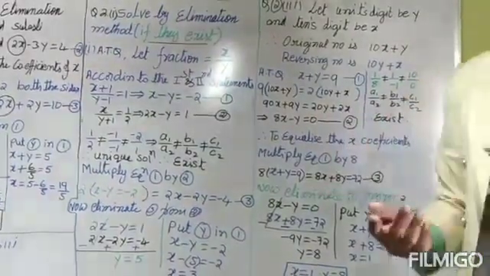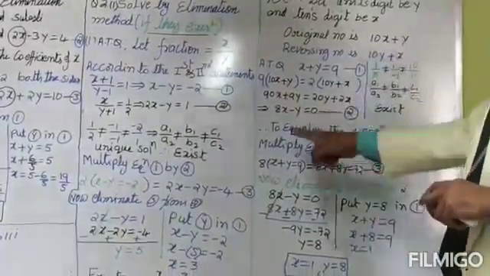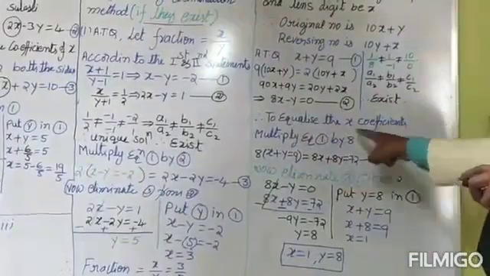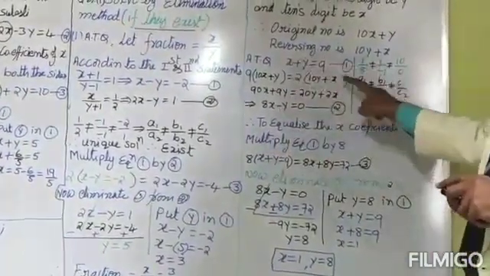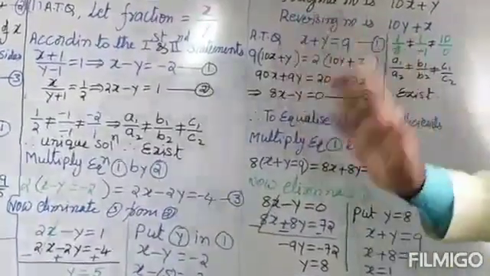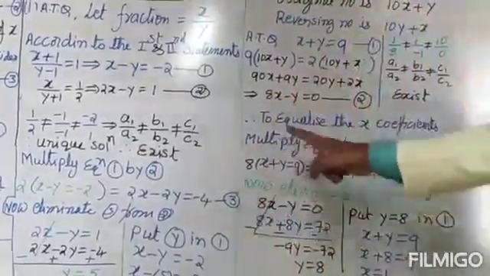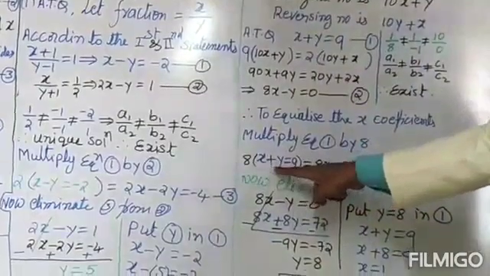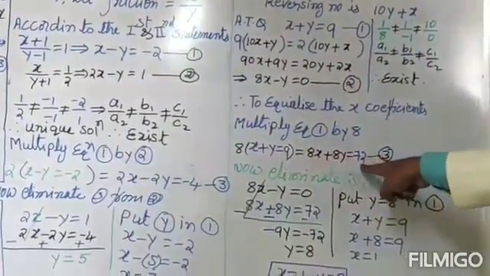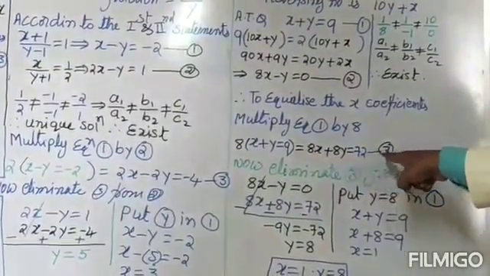Now we are going to solve by the elimination method. To equalize the x coefficient, I mean here the x coefficient in the first equation is 1, in the second it is 8. So the x coefficients are not equal, so we make them equal. That is 8 times the first one. 8 into x plus 8 into y equal to 72. 8 nines are 72. So now, 3.